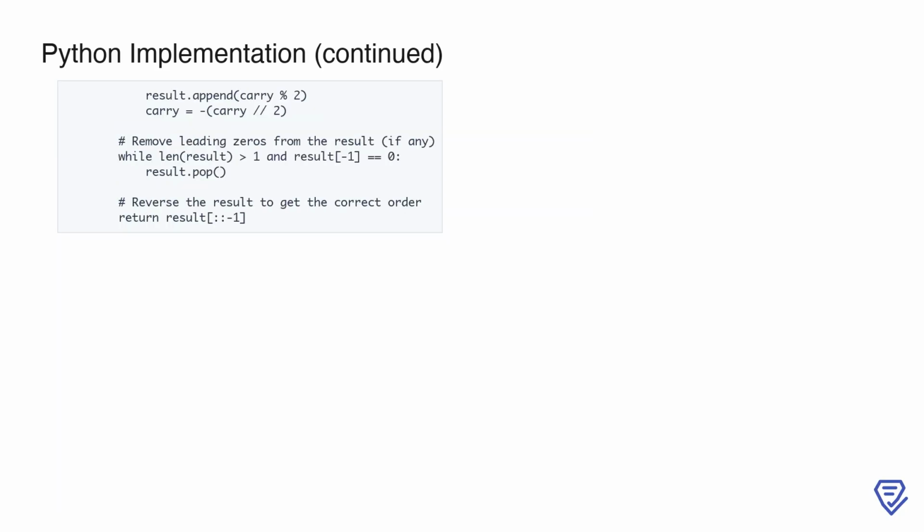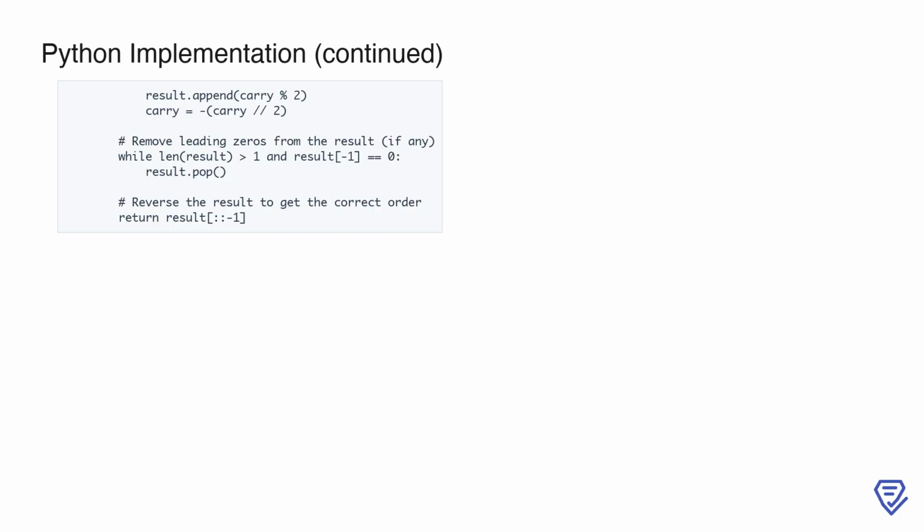Now, once the main loop has processed all the digits, there might still be a remaining carry. To handle this, we continue appending the least significant bit of the carry to the result and updating the carry by dividing it by 2 and negating it, until the carry becomes 0.